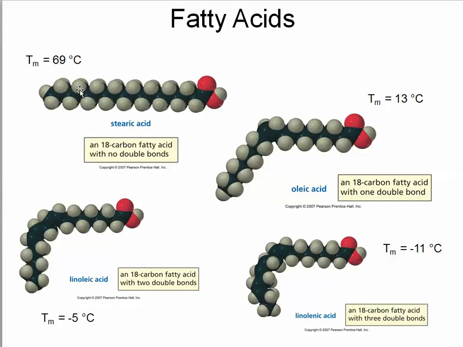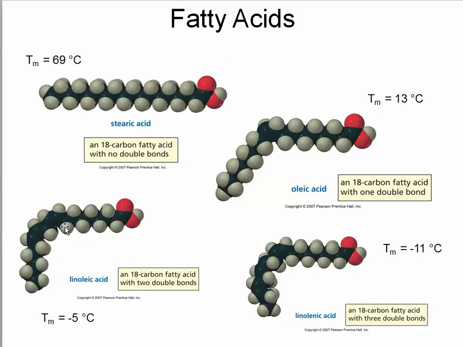If I throw a double bond into the mix, I get a kink. And that's what we're seeing here. This is a kink in the molecule. And it can't stack as well. And because of that, look at what happens to the melting point. It plummets. It goes from 69 to 13.